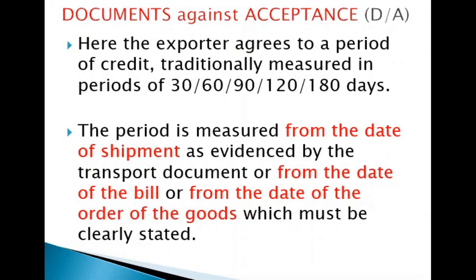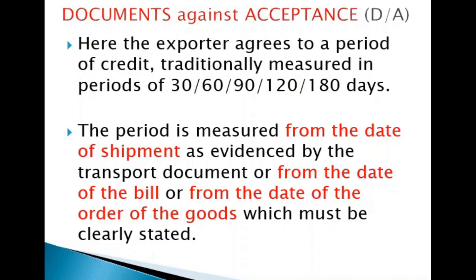Documents against acceptance, D/A. Here, the exporter agrees to a period of credit, traditionally measured in periods of 30 days, 60 days, 90, 120, or 180 days. The period is measured from the date of shipment, as evidenced by the transport document, or from the date of the bill, or from the date of the order of goods, which must be clearly stated. So whichever is resorted to must be clearly stated.